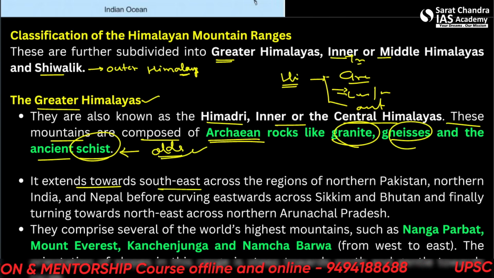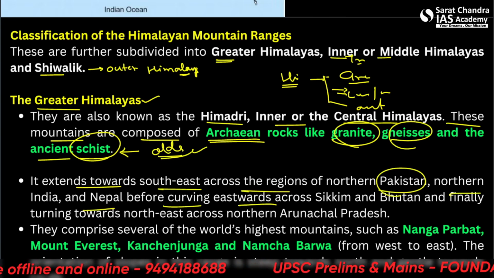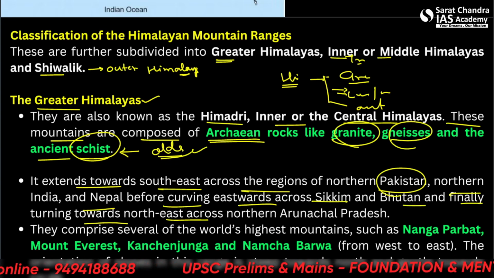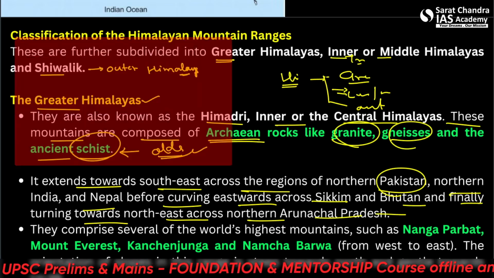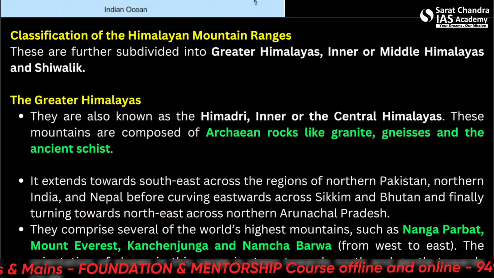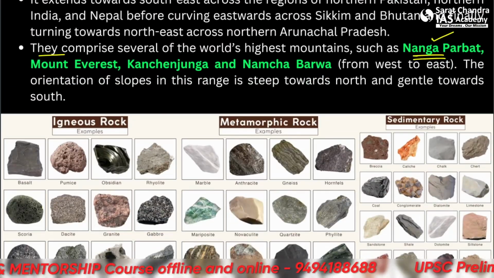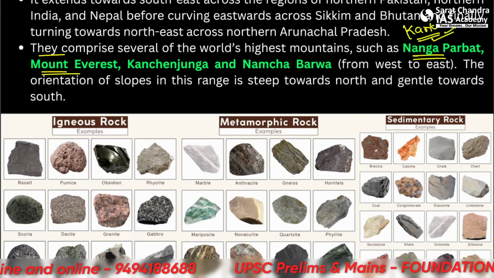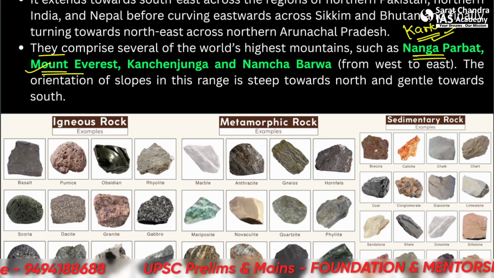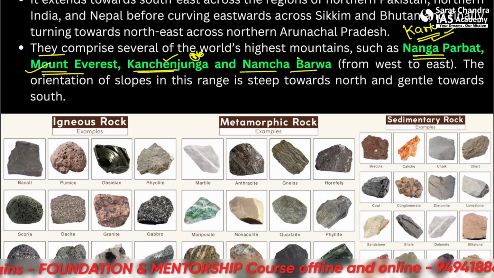It extends towards southeast across the regions of North Pakistan, northern India and Nepal, before curving eastwards into Sikkim and Bhutan, and finally turning towards northeast across northern Arunachal Pradesh region. This region is also a region of conflict between India and China. They comprise several of the world's highest mountains, such as the Nanga Parbat. We have already seen where is Nanga Parbat. It's in Karakoram range in the Gilgit Baltistan. Mount Everest, which is in Nepal. Kanchenjunga, which is on the Bhutan and India border. And Namcha Barwa is in Arunachal Pradesh.